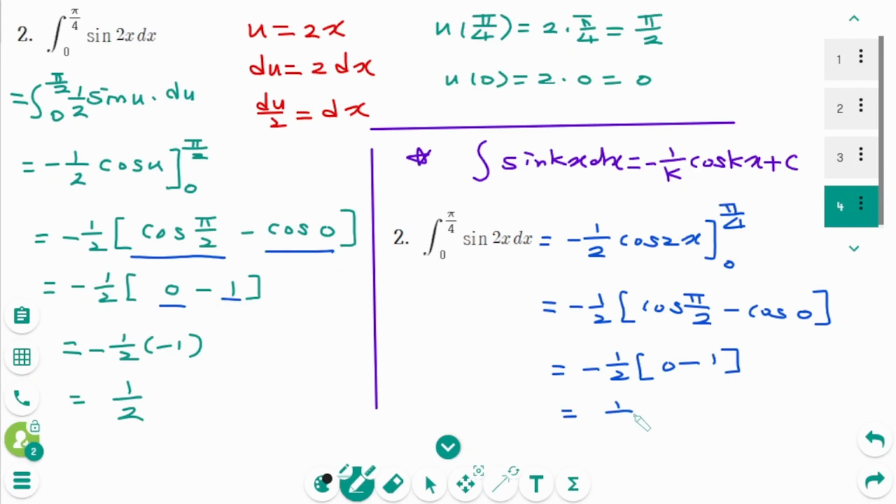The answer is 1 over 2. We have the same answer. In this case, it is much faster and simpler as there is no need to change the limit.